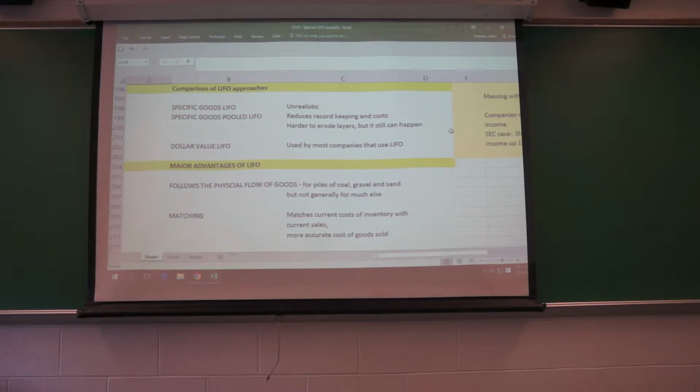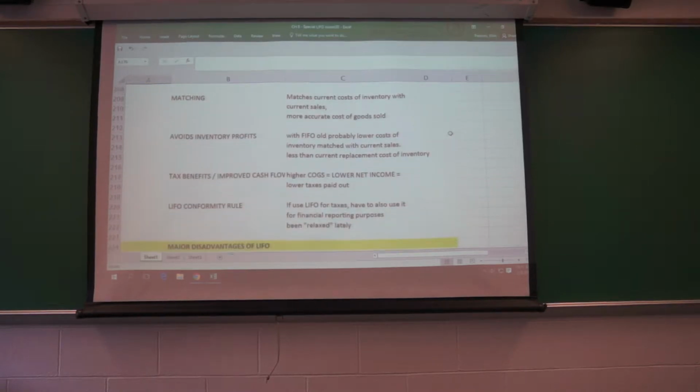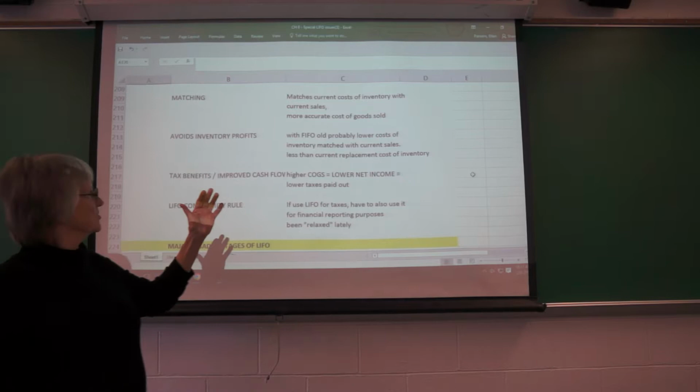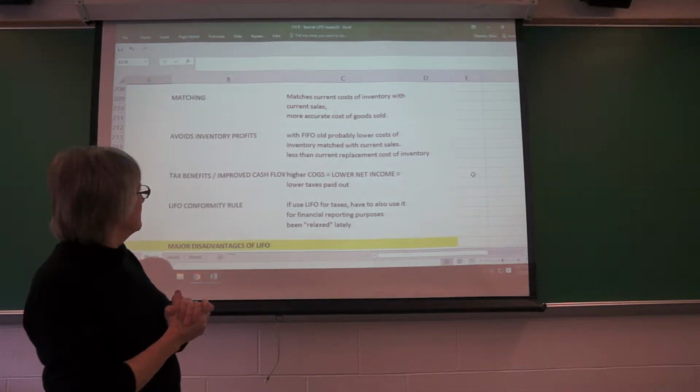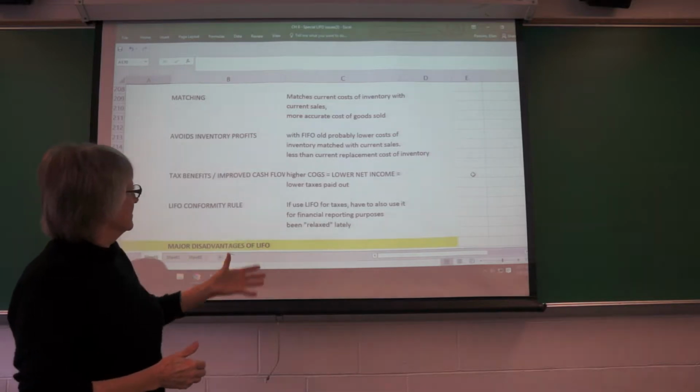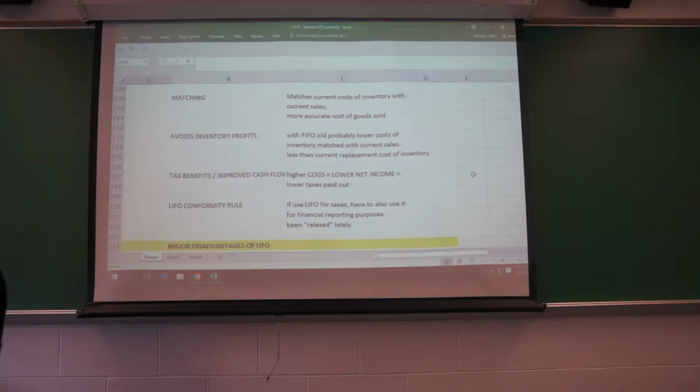Okay, so what else happens with this? You've got the tax benefits. You get the higher cost of goods sold, which means lower net income, so lower taxes paid out. And then apparently the LIFO conformity rule has been somewhat relaxed.